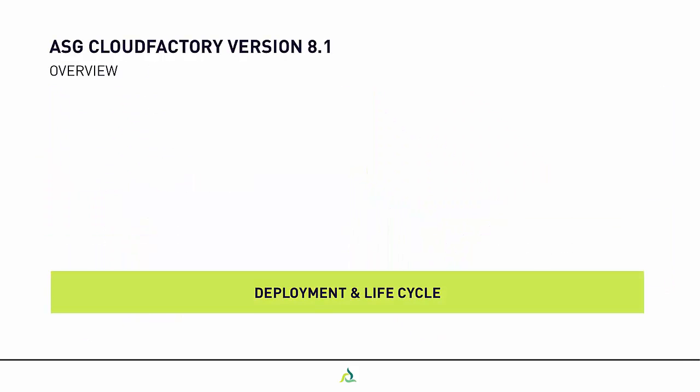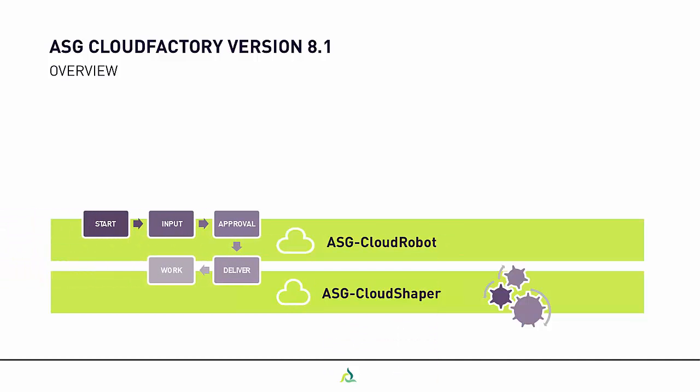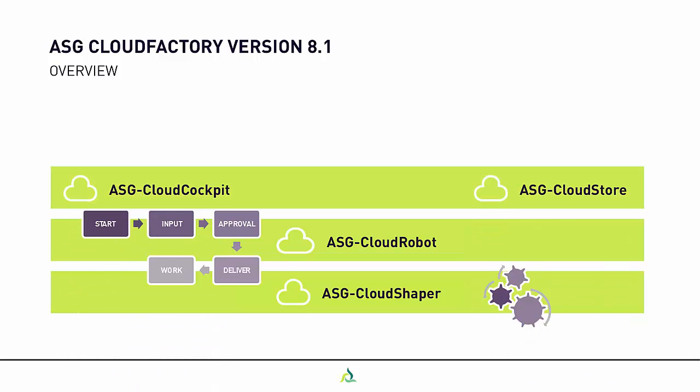So the overview in Cloud Factory, we need to remember the software components that we interact with when we deploy the entire stack. For the deployment lifecycle, we always talk about Cloud Shaper. On the workflow and self-services, we always talk about Cloud Robot, where we have the workflows and activities. On top of that, we have the dynamic hybrid workspace, which is called CLOUDCOCKPIT. And also we have the relationship with CloudStore.